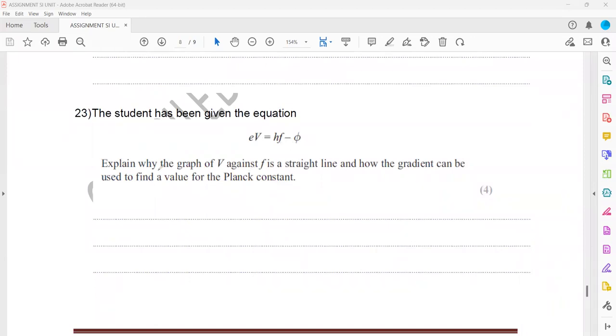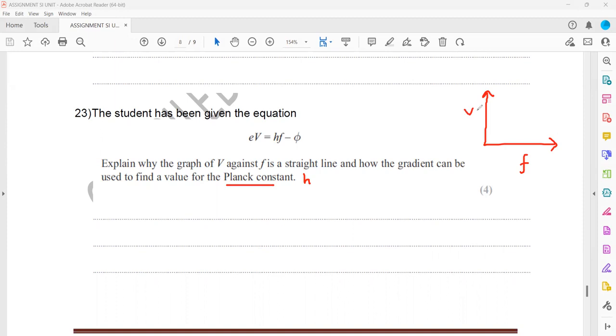Explain why the graph of V against F is a straight line and how the gradient can be used to find the Planck's constant. What is the Planck constant here? The Planck constant is H. So we want to plot a graph between V and the frequency F.